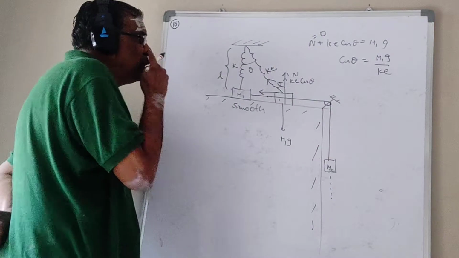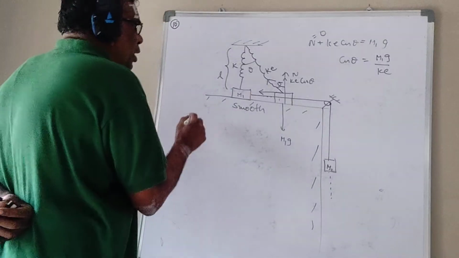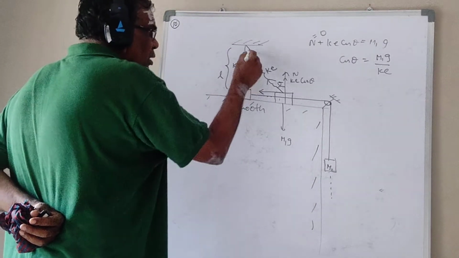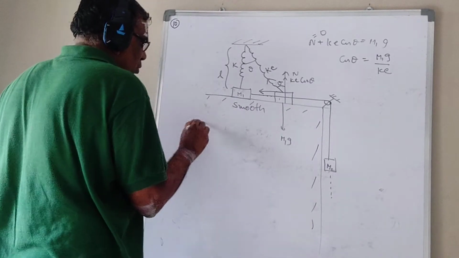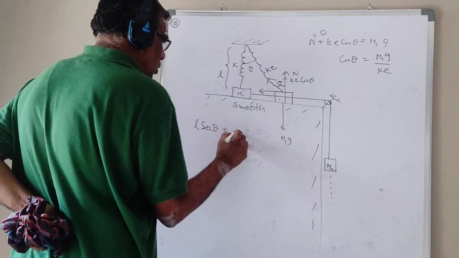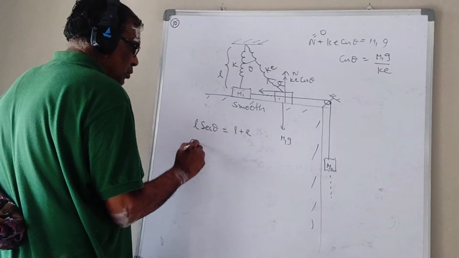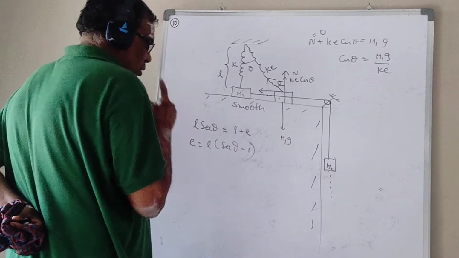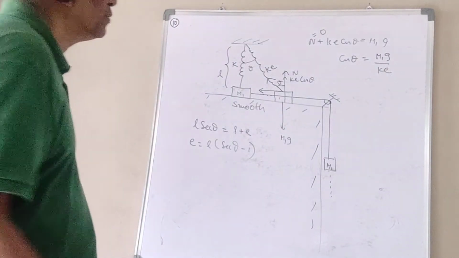See, the natural length is L. First of all, let me see. And what is cos theta? This is L secant theta, I told you, isn't it? So L secant theta is equal to L plus E. So E is equal to L into secant theta minus 1.